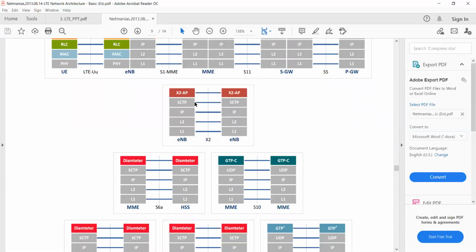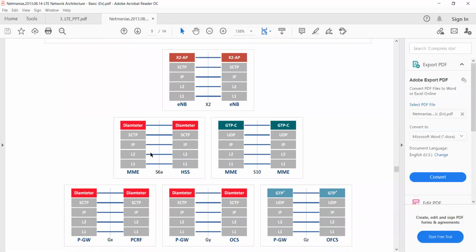Second diagram, yes. X2 interface, eNode B to eNode B in control plane. Then third diagram, how MME interacts with HSS. It is via S6A interface. It uses SCTP and Diameter protocol.